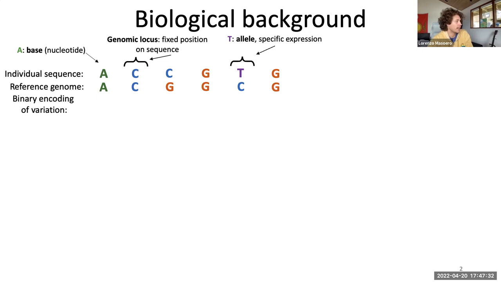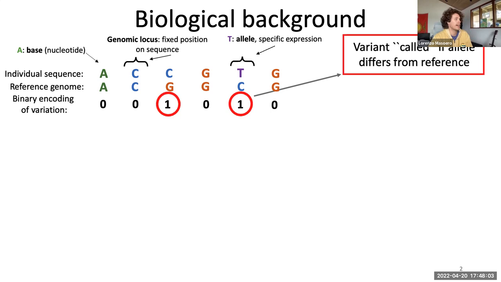So in this stylized example, we have an individual row up here, and we have a reference down here, and we can encode the difference between the reference and every individual by means of a binary variable. For example, for the first locus, these two things agree. For the second locus, these two things agree. But for the third locus, for example, these things disagree, and we can enumerate these discrepancies for every individual across all the genome by making this pairwise comparison to the reference.